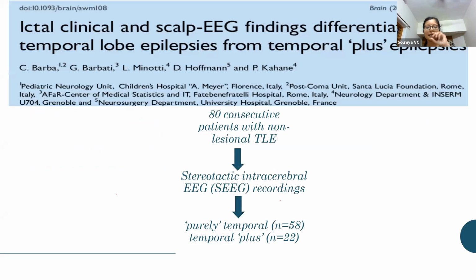So this is a landmark paper which was published in Brain in 2007, and this group studied 80 patients with non-lesional temporal lobe epilepsy. They classified the patients into two groups: one purely temporal and the other temporal plus, based on the stereo EEG recording findings. Among these two groups, they compared the ictal clinical findings as well as the scalp EEG findings.